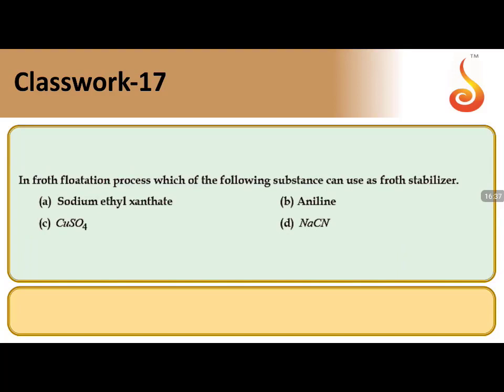Coming to question number 17. In froth flotation process, which of the following substances can be used as froth stabilizers? Okay, let us name each one. Whenever we see the word xanthates, they are called collectors, which take ores into the oil. Aniline is the froth stabilizer. Aniline is a stabilizer.